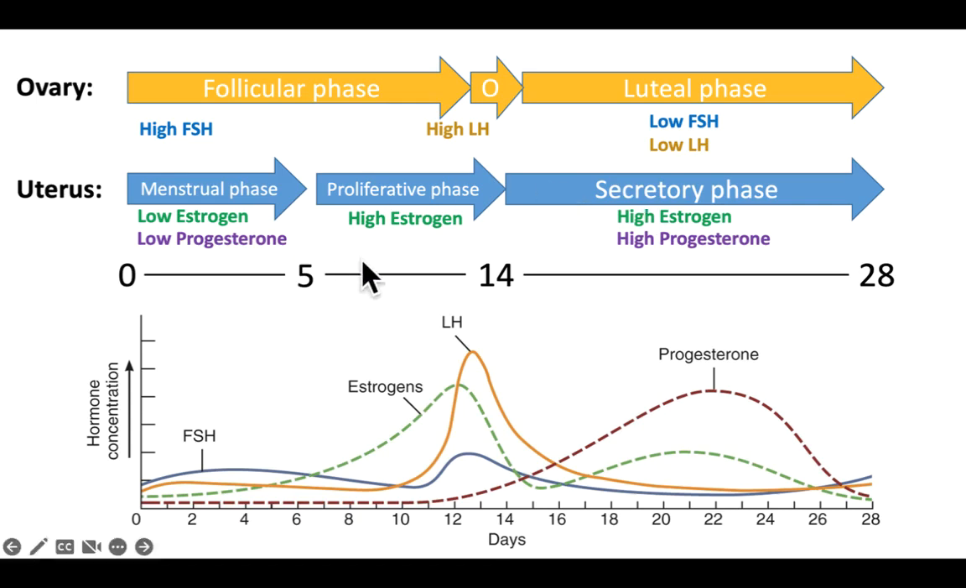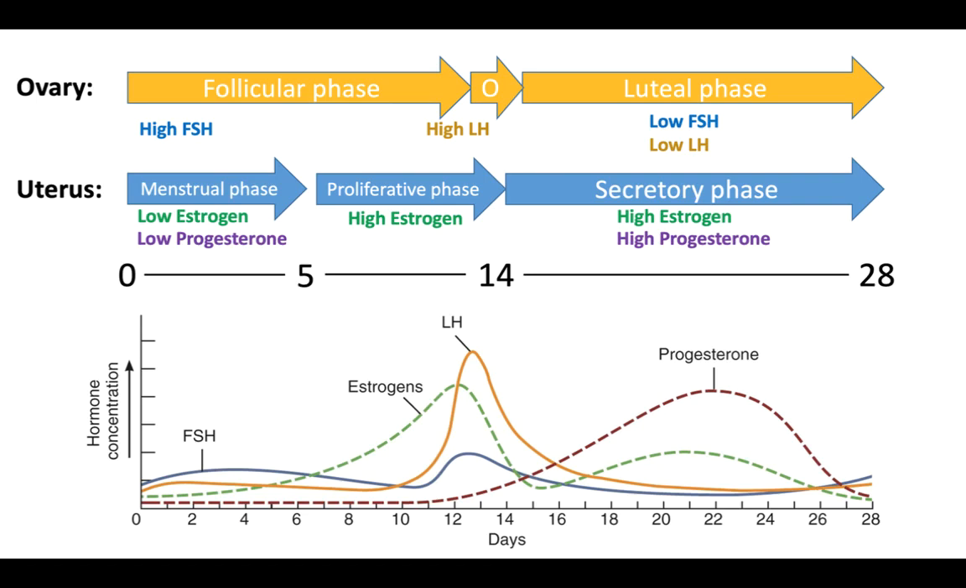Certain days are of importance. So, for example, day 1 to day 5 is the menstrual phase in the uterus. Day 5 to 14 is the proliferative phase in the uterus. And then 14 to 28 is called the secretory phase. So when we're looking at the uterus, there are 3 phases during the cycle.